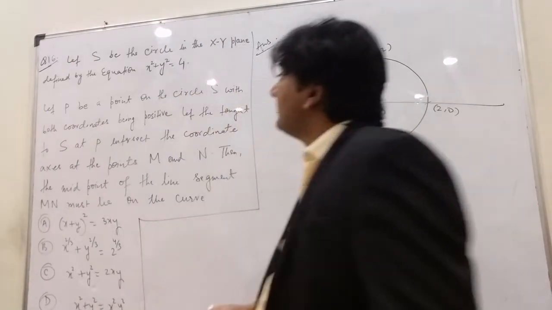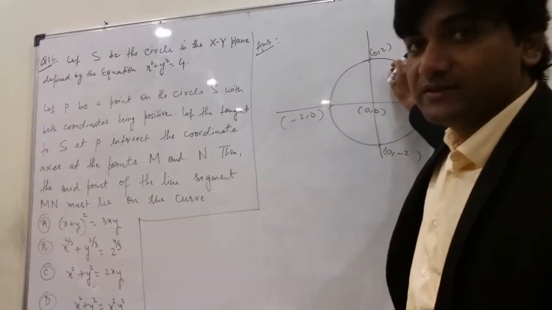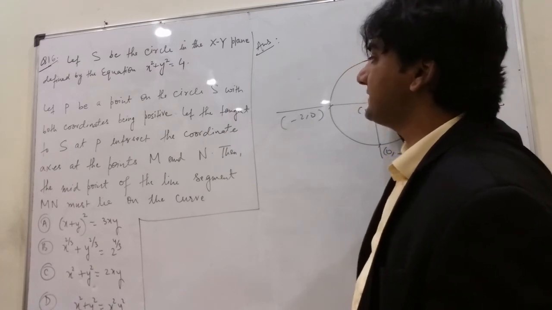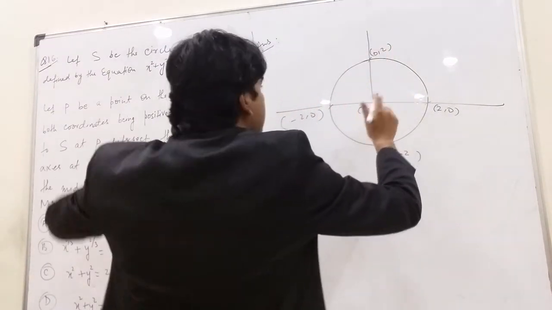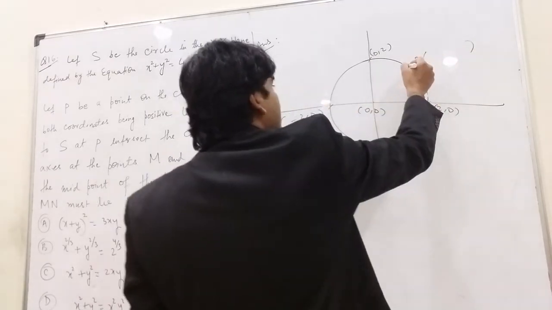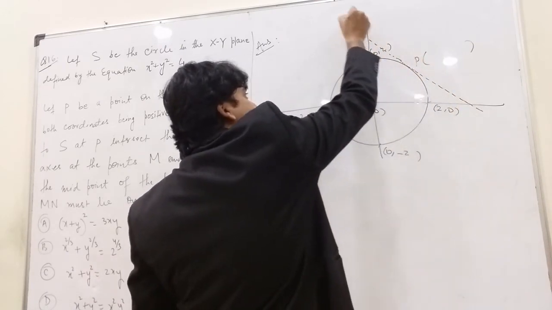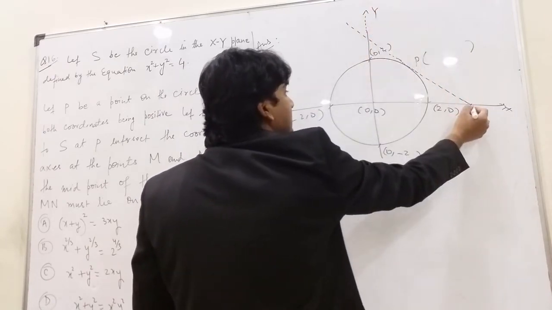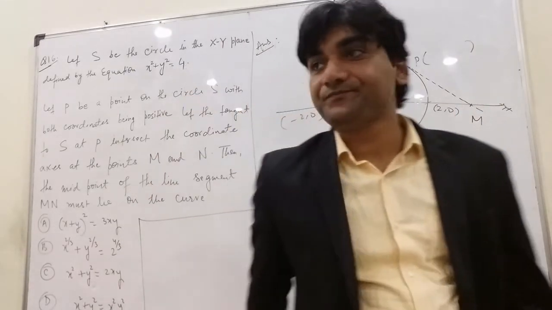Okay. Now let P be a point on the circle S with both coordinates being positive. It means they are talking about the first quadrant. Let the tangent to S at P intersect the coordinate axes at the points M and N. By the way, this is circle S. Over here we have to take any point P in the first quadrant. This is P, any point. At this P, we will draw a tangent like this. It will intersect the axes. This is the x-axis, this is the y-axis. So here and here, this is called M, this is called N, according to the question.